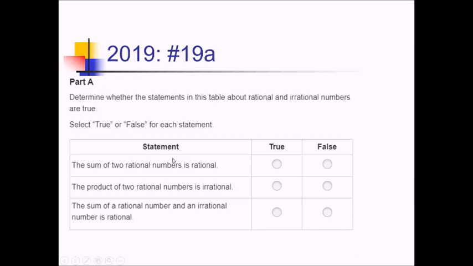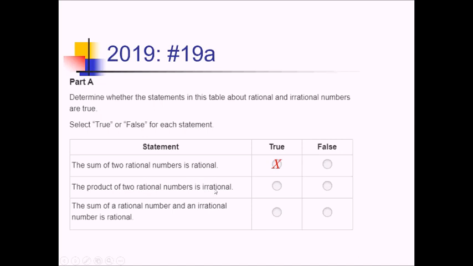But you can always add two rational numbers together. If you have two numbers that aren't fractions, obviously you can add those. Two numbers that are fractions, you can just get a common denominator and add them that way, and you'll get another fraction. So that's going to be a true statement. Product of two rational numbers is irrational. Well, think about multiplying two fractions together. You just get another fraction. So that's a false statement.